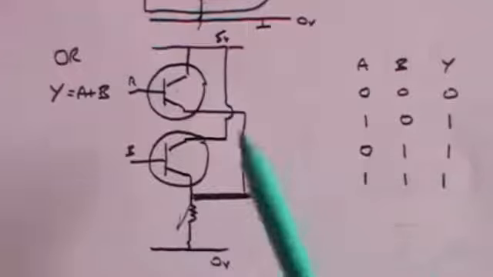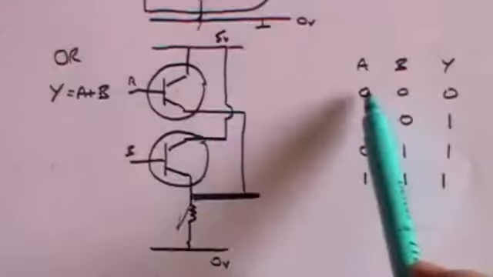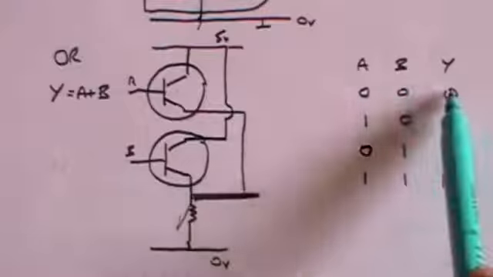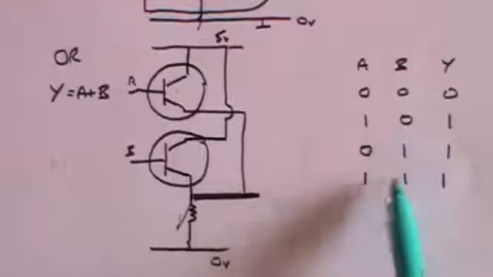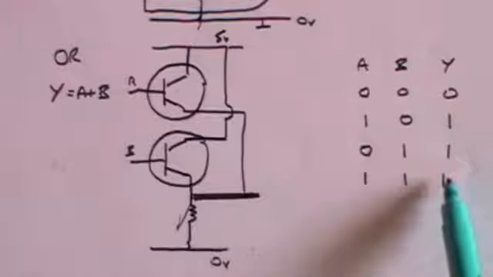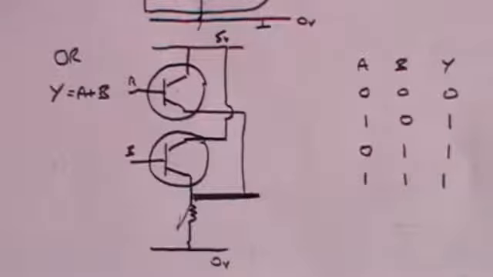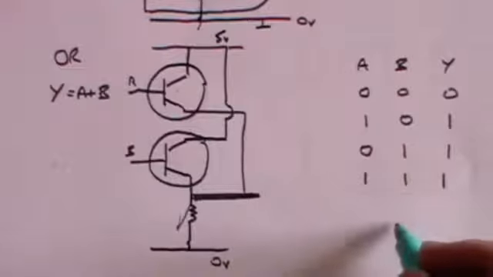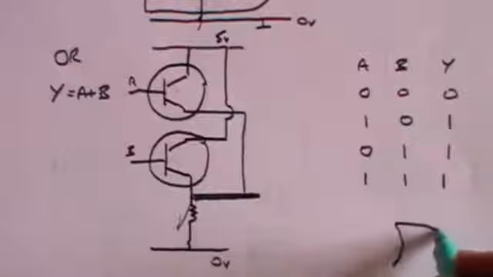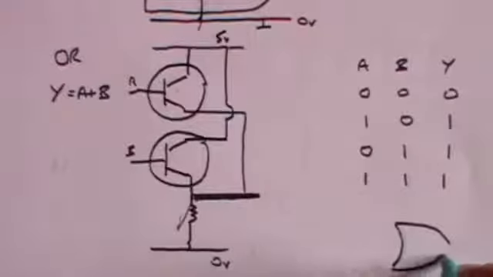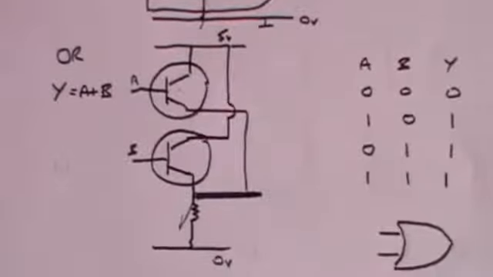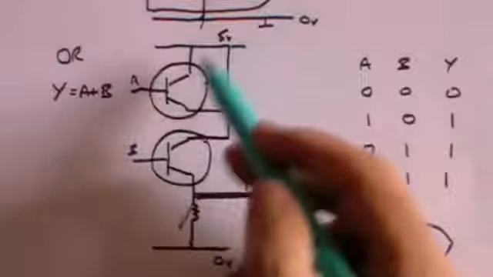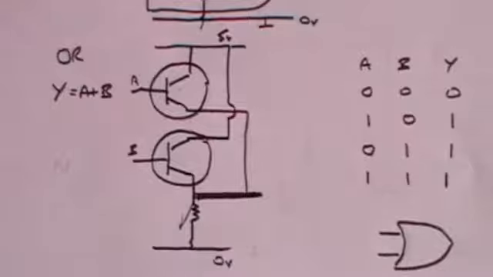So we've now got a device which says if you've got no voltage on the inputs, you won't get a voltage on the output. But if you've got a voltage on one or both of the inputs, you will get a voltage on the output. And the symbol that we use for an OR gate is the one that I drew before, and that is this one.